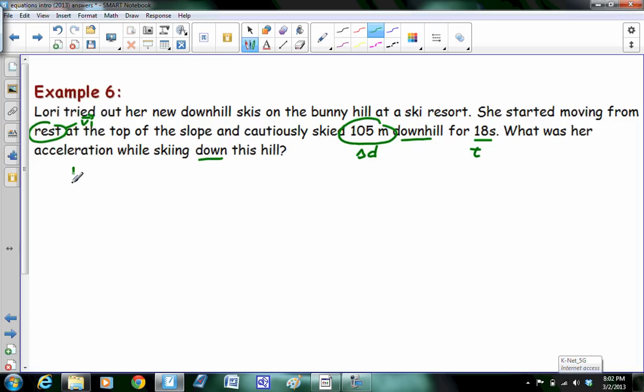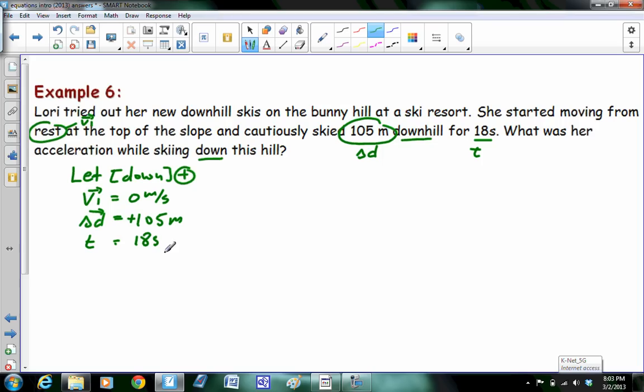So in this case, what I probably want to do is I want to make down positive. So most of the motion will be downwards in this situation. So down is positive. So she started moving from rest. I know my initial velocity is 0 meters per second. She did have a displacement of 105 meters downwards. Remember, down is positive. And she did this in 18 seconds. And what I want to do is find her acceleration during this motion.